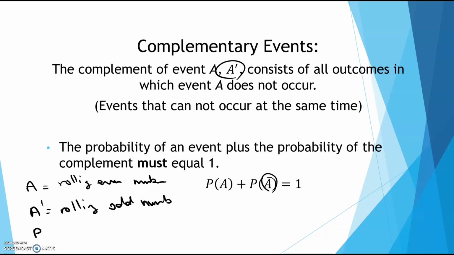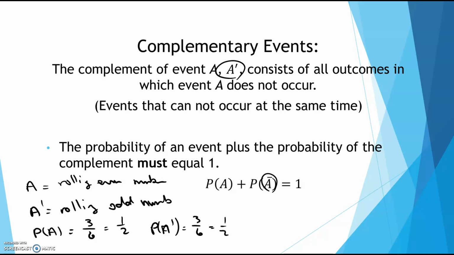Okay, if we look at the probability of rolling an even number on a 6-sided die, that would be a 2, a 4, and a 6. So that'd be 3 numbers out of 6, or half of them. And if we looked at rolling an odd number, that would be a 1, a 3, and a 5. So it'd be 3 out of 6 again, or half.